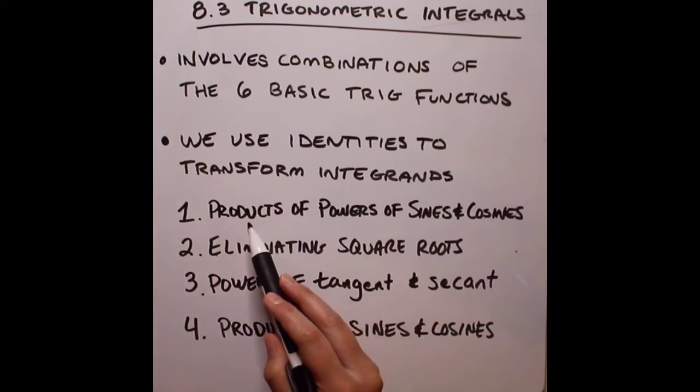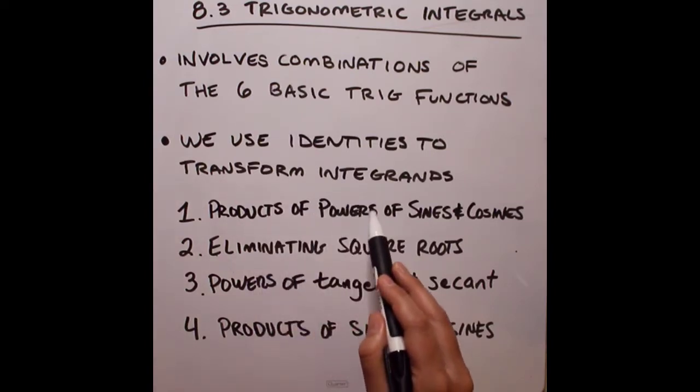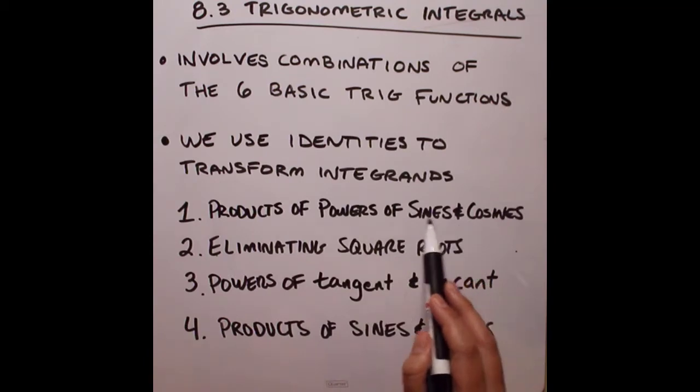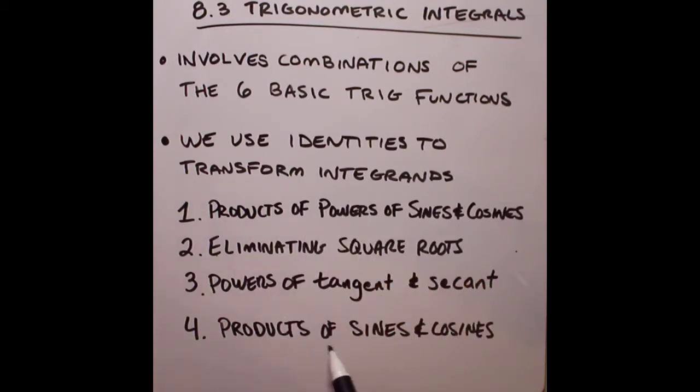Number 3, these are going to be integrals that have tangent and secant or a combination of those but with exponents on them. And then number 4, products of sines and cosines. So this is not the same as number 1. Number 1 had powers. So we were multiplying sines and cosines, but there were exponents on there. This time we're going to be looking at maybe just like sine 2x times cosine 3x or things like that. So the exponents are going to be like an invisible 1 for multiplying sines and cosines.